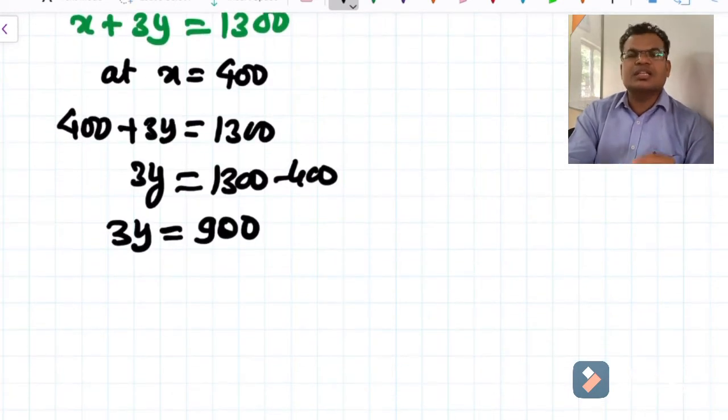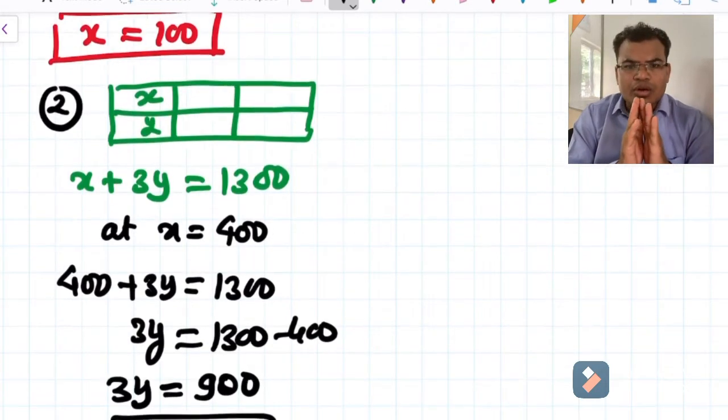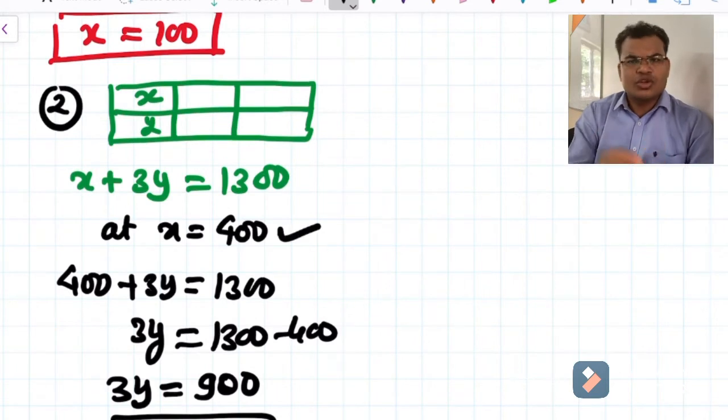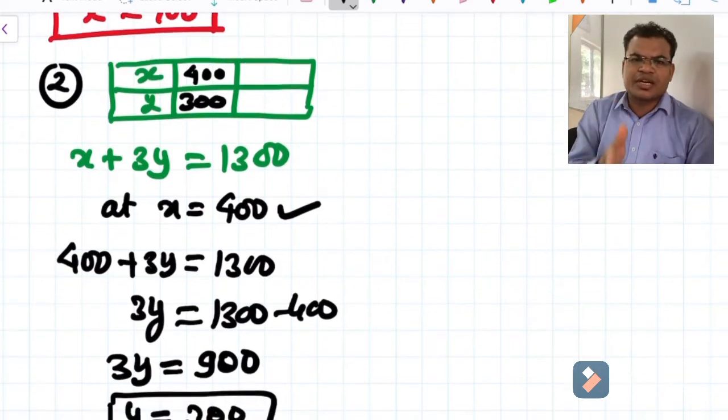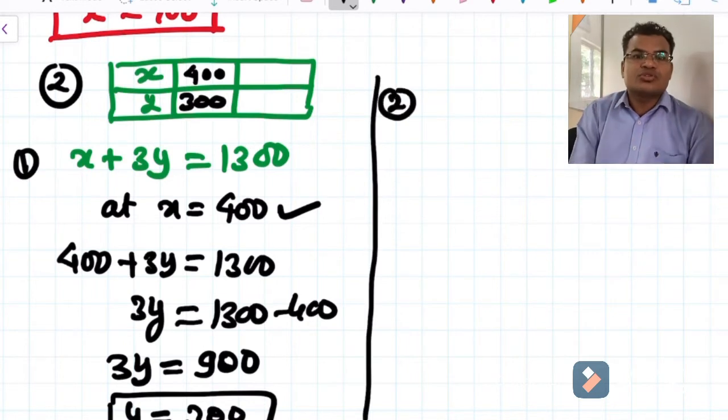One thing more, guys, if you are very fast in calculation, don't do these calculations here like that. You just do it orally, write the table, and fill the entries in the table. I'm just explaining because a few students want this solution also, how 300 came, how 400 came, like that. So 400 is the first value, and we are getting y as 300.